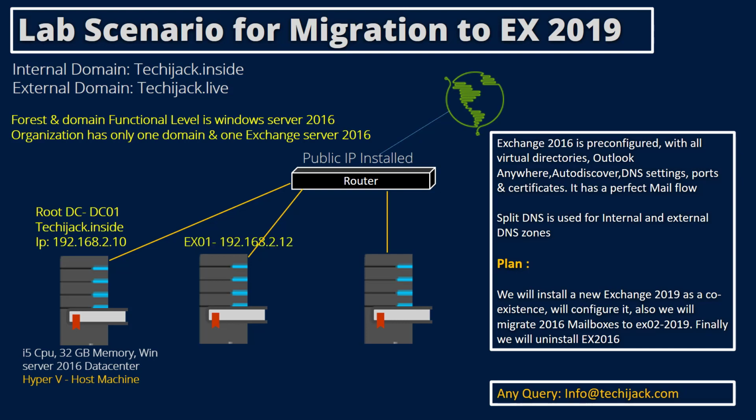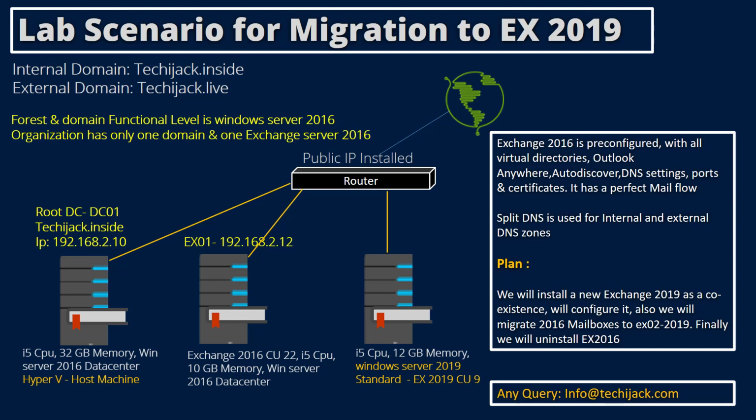The next server is EX01 with the IP of 192.168.2.12, and it has Exchange 2016 CU22 installed, and it also has an i5 CPU with 10 GB of memory with Windows Server 2016 Datacenter installed. Now we are going to introduce our third server where we will do the migration of our Exchange 2016 to 2019, and that is also a virtual machine inside the Hyper-V host. It has the same i5 CPU, 12 GB of RAM. Windows Server 2019 Standard is installed on it, and we will be installing Exchange 2019 CU9. The IP of this new server will be 192.168.2.18, and the name of the server will be EX02 2019.